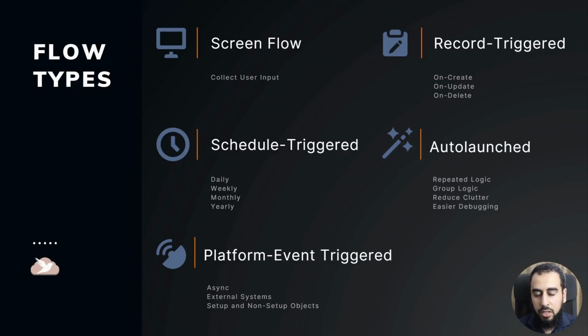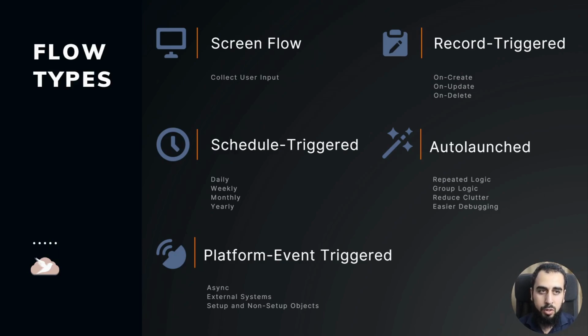So if you're attempting to update a user record and a contact record in the same transaction, we'll talk about what transaction means later, but if you try to do that, you're going to get an error. And this is one of the cases where you would use a platform event trigger. There's other ways to solve this as well. And this is less common.